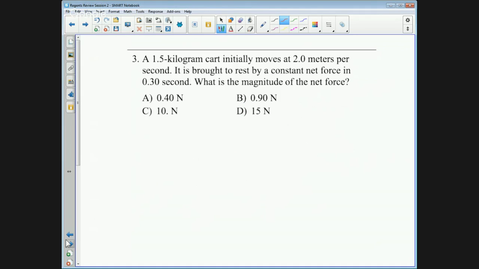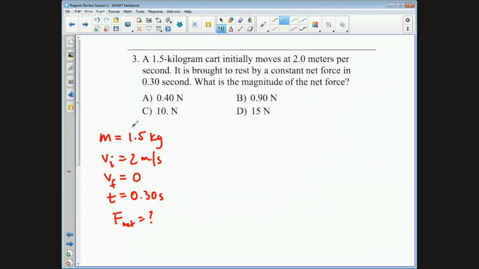For number 3, it says a 1.5 kilogram cart initially moves at 2 meters per second. It is brought to rest by a constant net force in 0.30 seconds. What is the magnitude of the net force? Here we have mass, which is 1.5 kilograms, initially moving at 2 meters per second. It is brought to rest, so V final equals 0, by a constant net force in this many seconds. What is the magnitude of the net force?